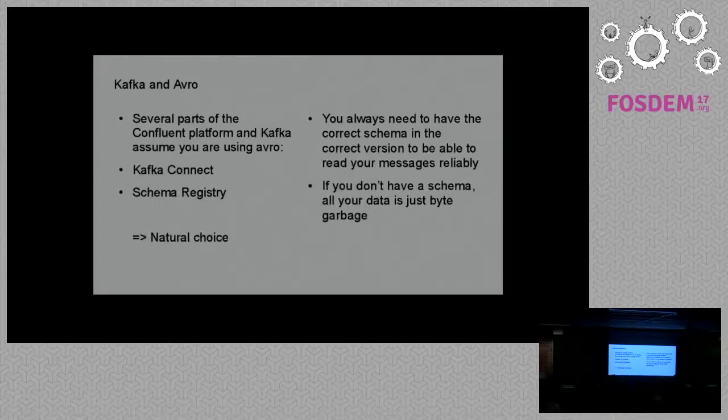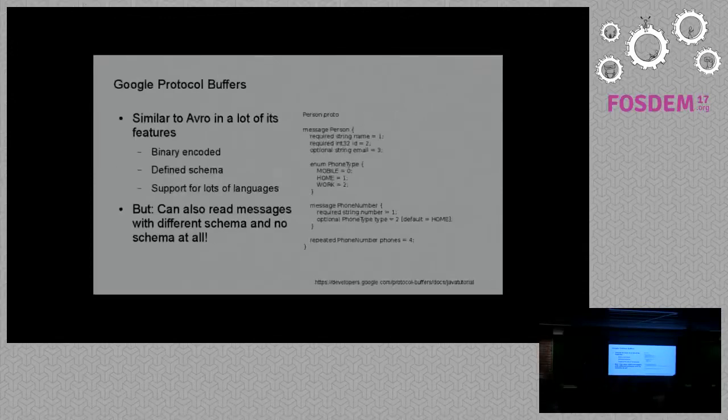But one downside is that you always need to have the correct schema the message was written in in order to be able to read that message reliably. And if you don't have the schema available to you for some reason, then all your data is just byte garbage. You can't really do anything with it. And this is where Google protocol buffers come in.